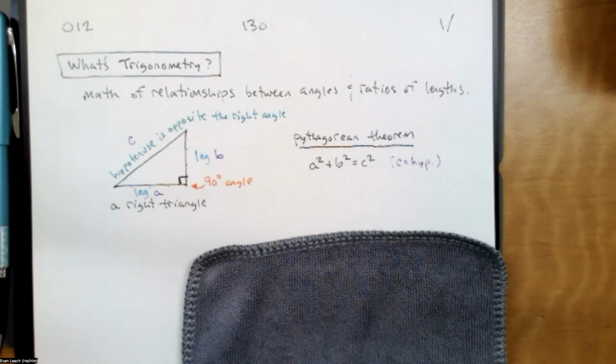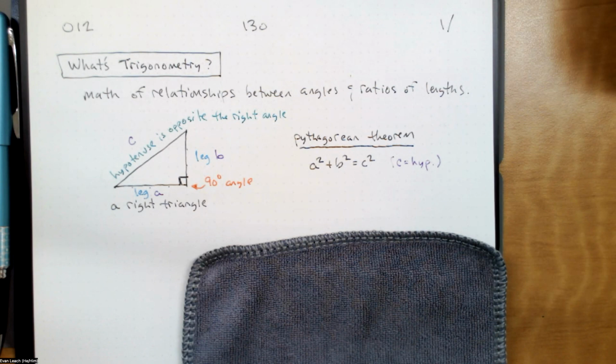Another thing that came up is that the sum of the angles in a triangle is 180 degrees. Has everybody heard that one before? Heard that one before. In fact, you all have, because I just said it.